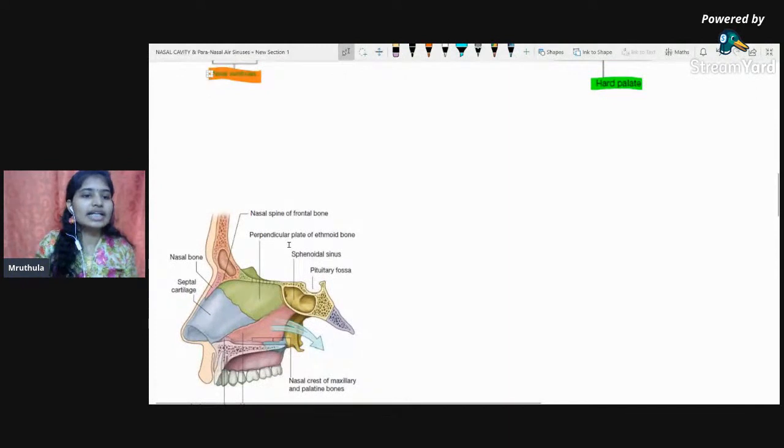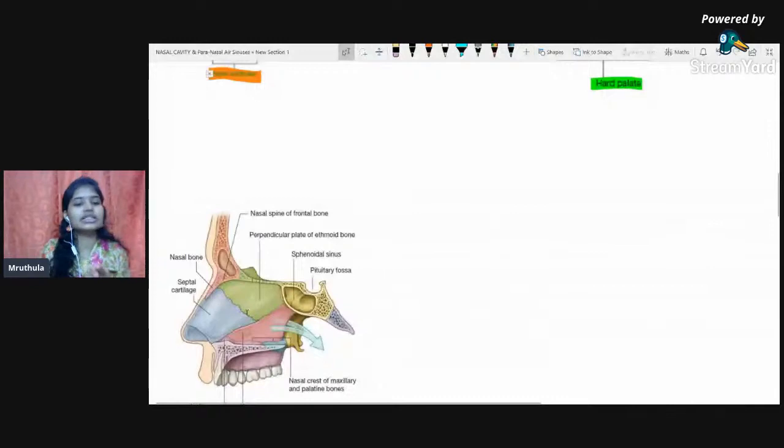Before that, as I said, we have two nasal cavities, and I told you that the floor is made of palate. Then on the medial aspect, we have the median nasal septum. Laterally, we have the lateral wall, and on the top, we have a very narrow roof. Okay, so let us see the parts.